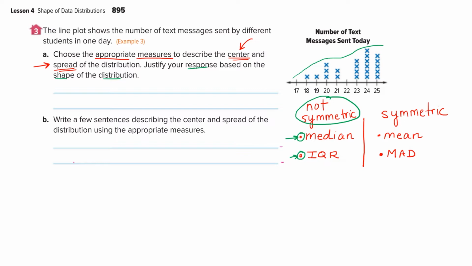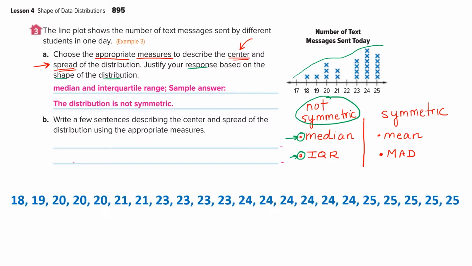In order to do that, we're going to list the data from the line plot in order from least to greatest. Now we need to find the middle number. $23.5 is our median.